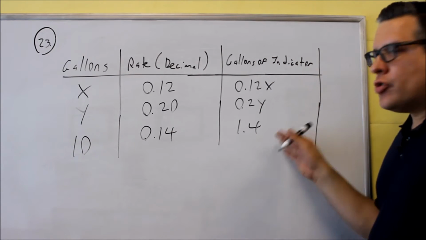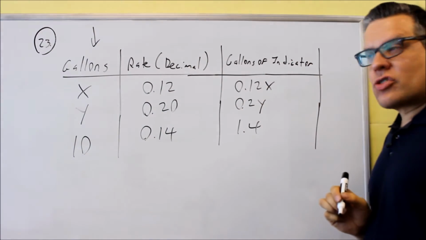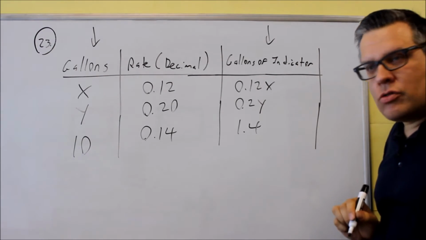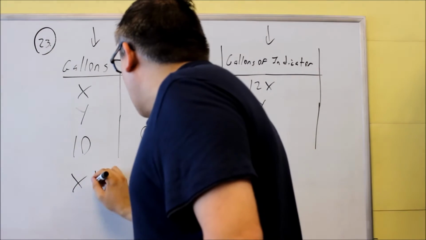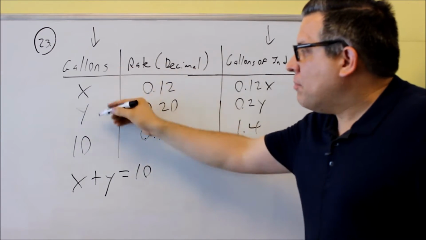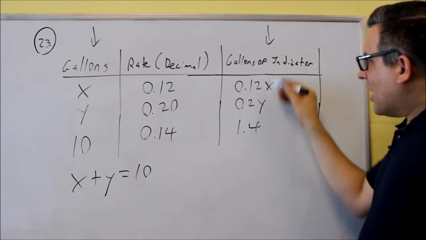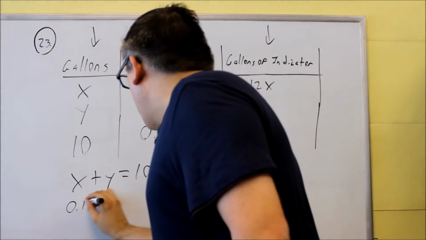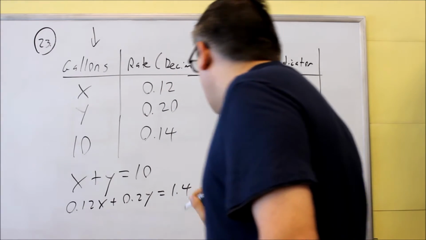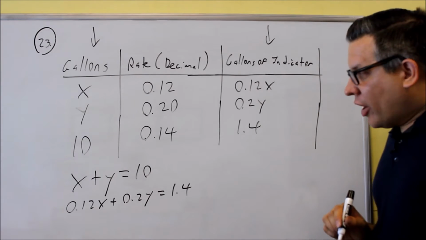Now, your two equations that you're going to use here are going to come from the first column and the second column. So I have x plus y equals 10. That's the first one. Remember, I'm mixing the first two together to get the bottom one. Same thing here. I'm mixing 0.12x together with 0.2y. That's going to equal 1.4. So right there, that's going to be our system of equations.